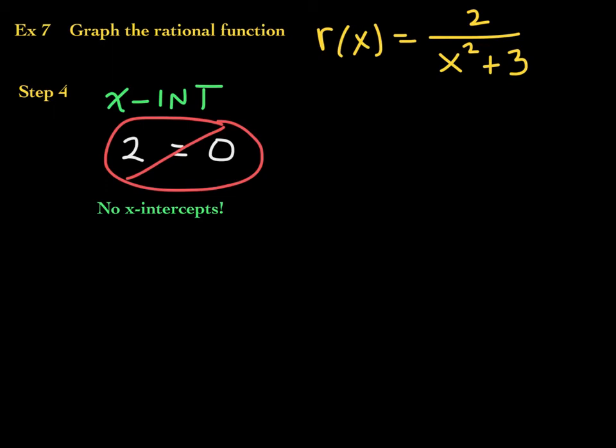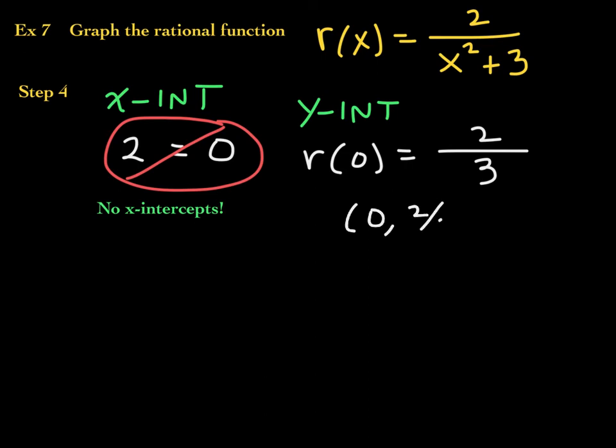To find the y-intercept, all we need to do is plug in 0 for x. So r of 0. So that'll be 2 over 3, right? Because 0 squared is just 0. 0 plus 3 is 3. Okay, so then the y-intercept is (0, 2/3). All right, everybody, notice so far that we don't have any vertical asymptotes. We don't have any x-intercepts. All right, let's go to the graph and see what's going on.